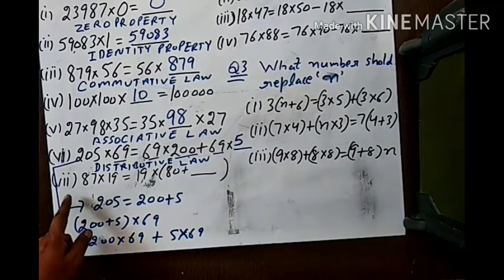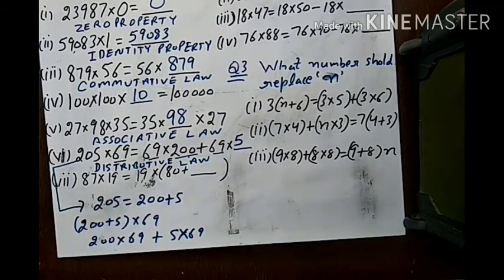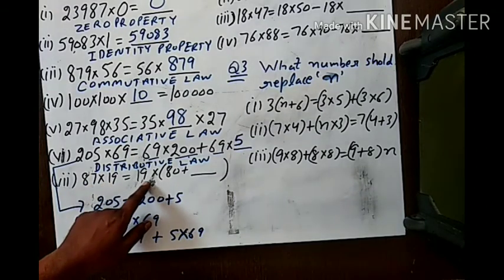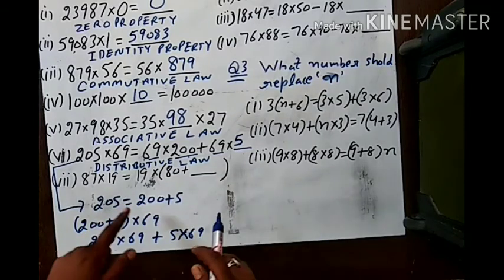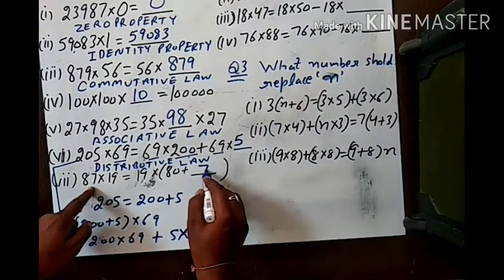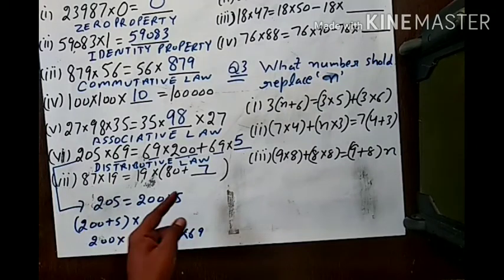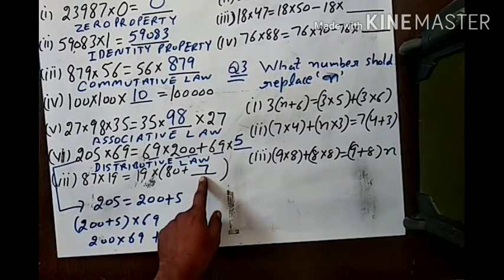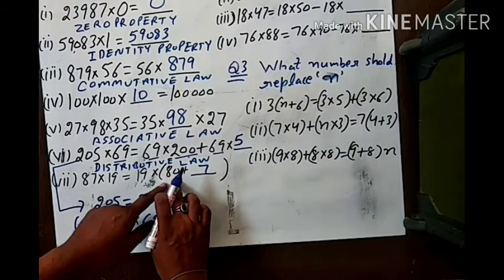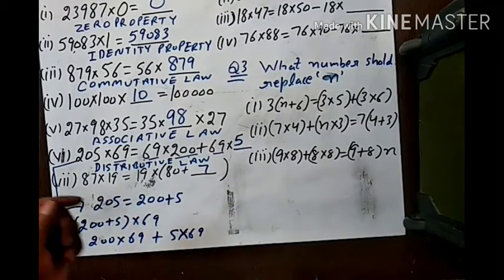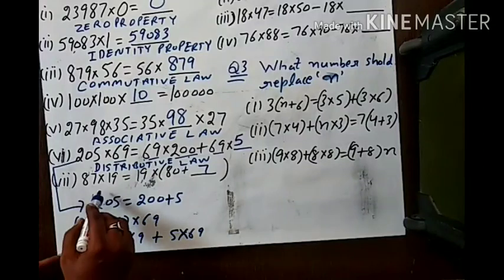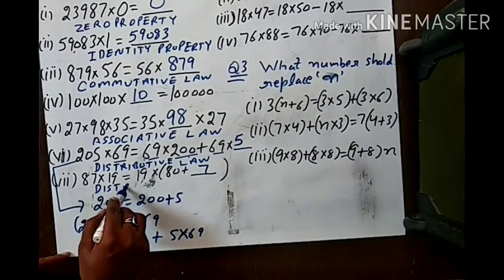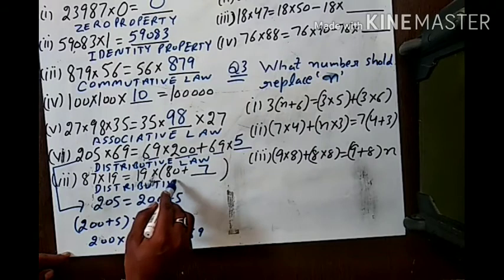Clear? Now we are on the 7th part. 87 multiplied by 19 is equal to 19 multiplied by 80 plus what? Now here is 87, so clearly with a little thinking I can judge that here I will write 7 so that it becomes 87 and justifies the left hand side. So which rule is this? This is also distributive law.